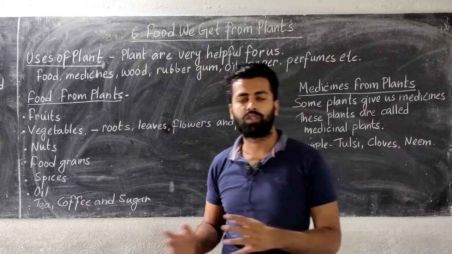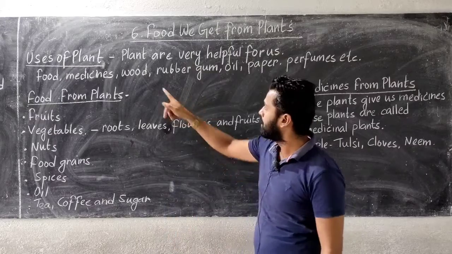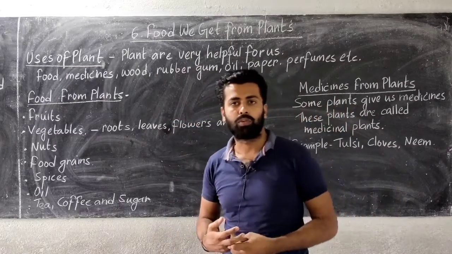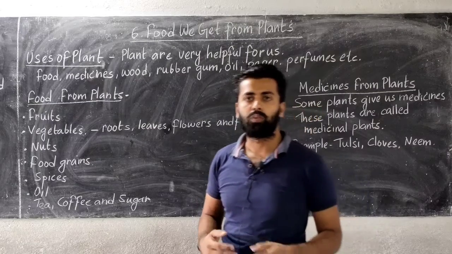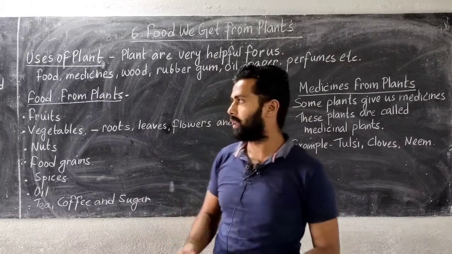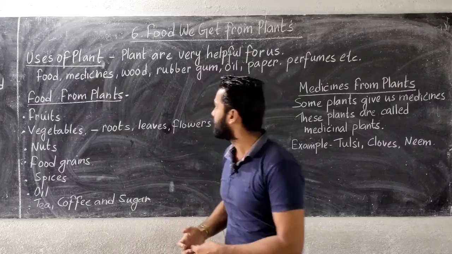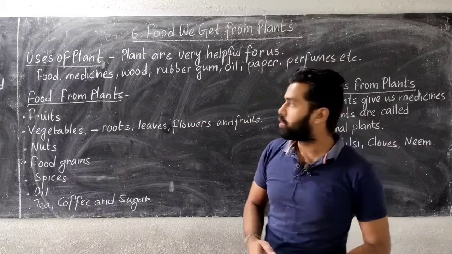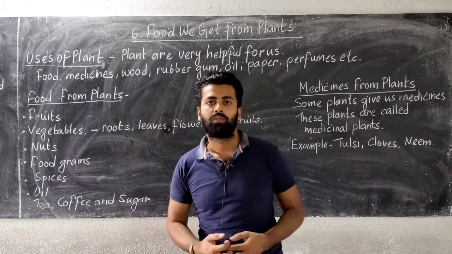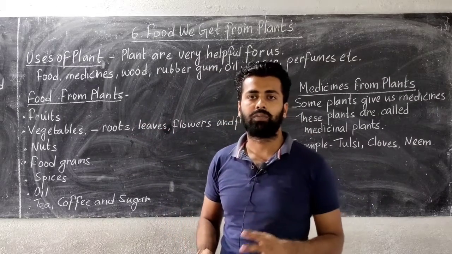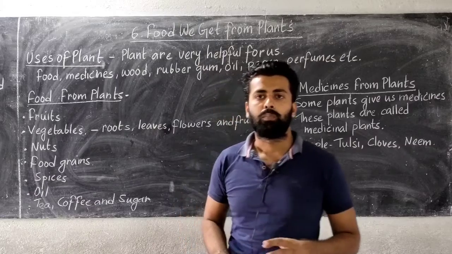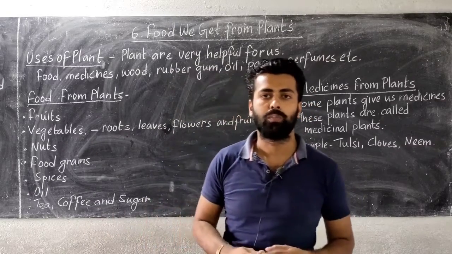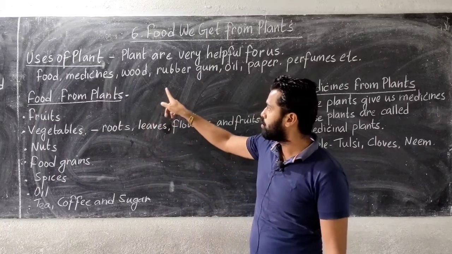There are different kinds of uses of plants. See, plants are very helpful for us, because usually we get many things from the plants, like you can see here: food, medicines, wood, rubber, gum, oil, paper, perfumes, etc. All these things we are getting from the plant, and that's why plants are very useful for us. And because of the plants, trees and flowers, our surroundings look very beautiful. So these are the uses of plants.